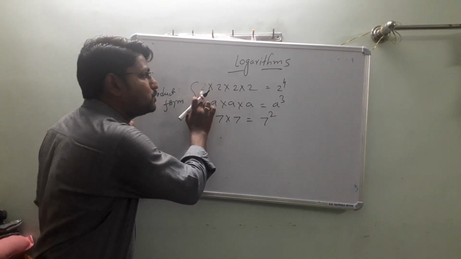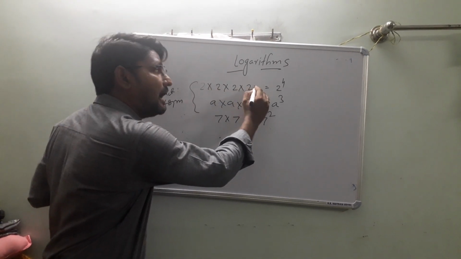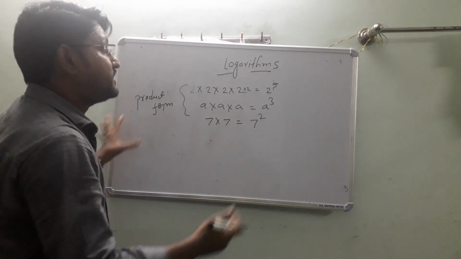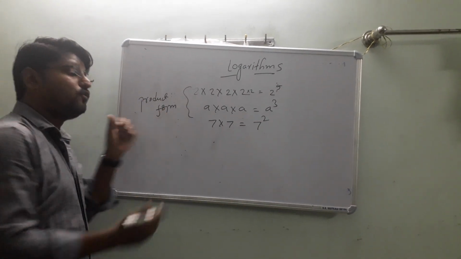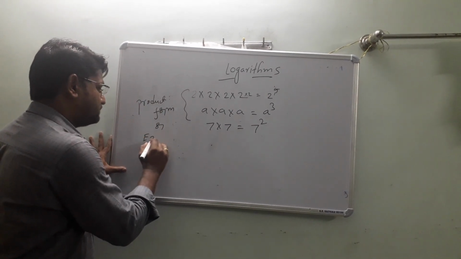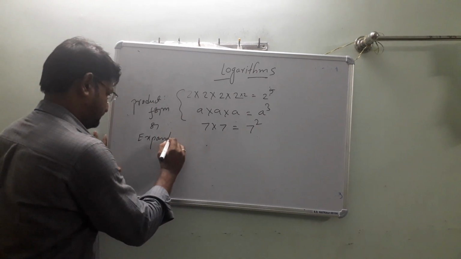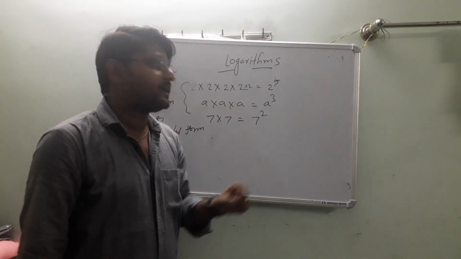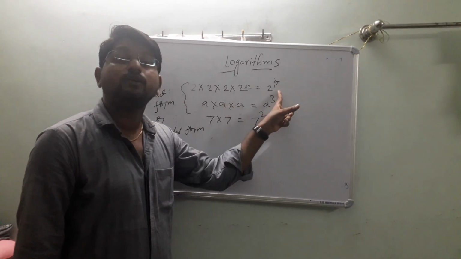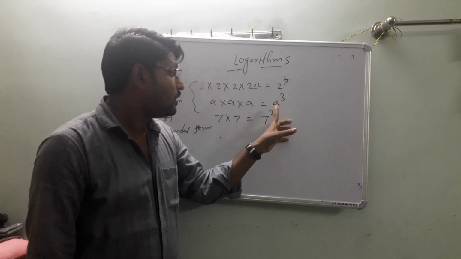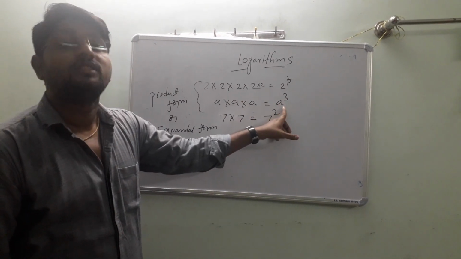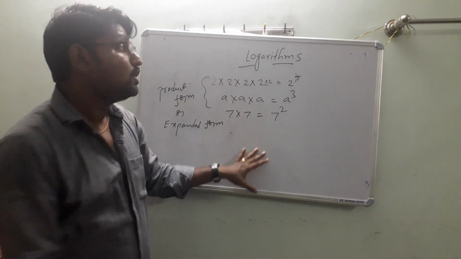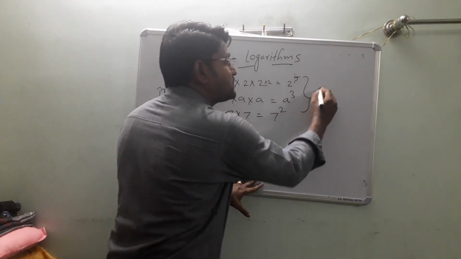So we have to observe 2 into 2 into 2 into 2 into another 2. How many times is 2 repeated? 5 times. 2 is extended, so the left side is called product form or expanded form. On the right side, 2 is repeated 5 times, so I wrote 2 power 5. a is repeated 3 times, a cube, and 7 is repeated 2 times, 7 square. This form is called exponential form.